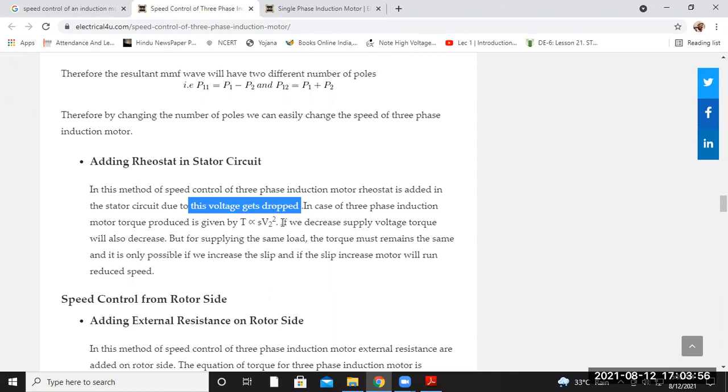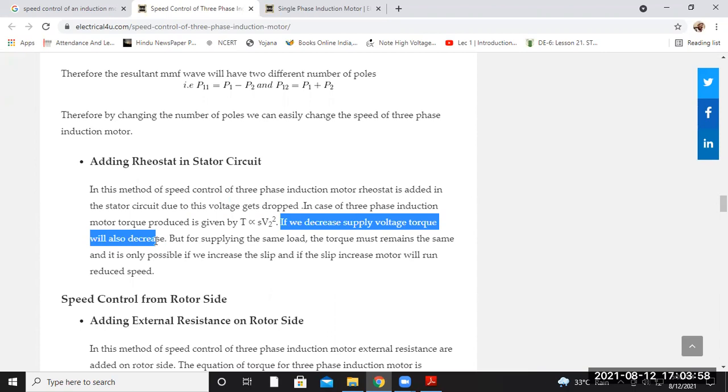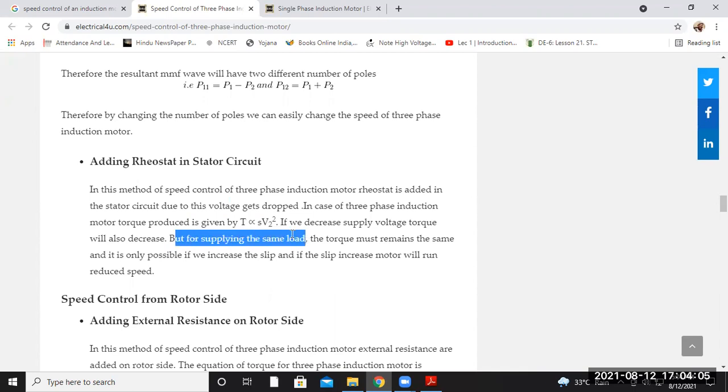It is written that if we decrease the supply voltage, the torque will also decrease. But for the same load, the torque will remain constant. If the value of the load does not change, the torque will remain constant. In that case, if we vary the voltage from a higher to a lower level, the slip will vary from a lower to a higher level. And in that way, with reference to slip, we can vary the speed of the induction machine.